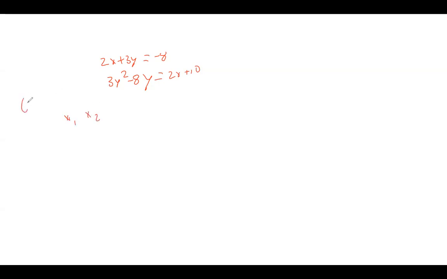So there's two solutions to this: x1 comma y1 and x2 comma y2. And we're trying to find out what x1 plus x2 is. So the two x solutions, we're trying to find what the two x solutions added together is. So say x1 is a and x2 is b. We're trying to find out what a plus b is.